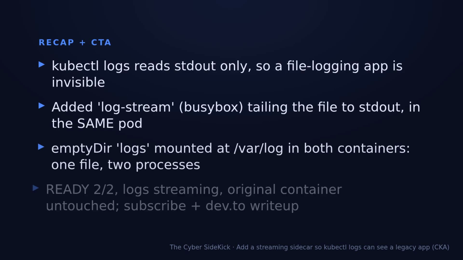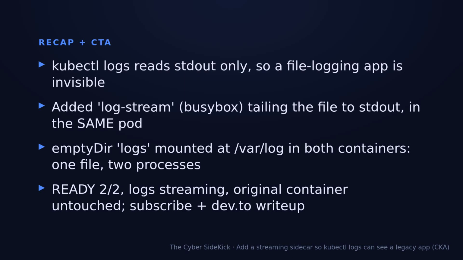To recap, kubectl logs was empty because the app writes to a file, and the kubelet only ever captures standard output. We added a second container to the same pod, logstream on busybox, tailing that file to its own standard output, and an emptyDir volume mounted at the log directory in both containers so the file is visible to it. The rollout took the pod to 2 of 2. kubectl logs with -c now streams the application's output. Both containers demonstrably share one volume, and the original container kept its image and its command. A sidecar does not fix the app. It translates it into something the platform can already see.